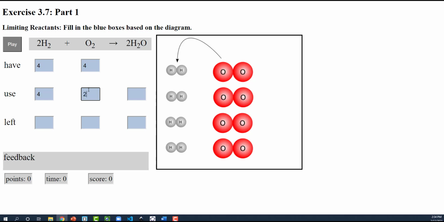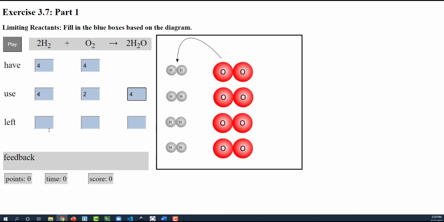And the question then is, look at the other box. Do you have the 2? Oh, actually you do. You've got 4. You have an excess of oxygen. So you can use up 2 of the 4 oxygens, and therefore you're going to make, following the 1-to-1 ratio, 4 water molecules.